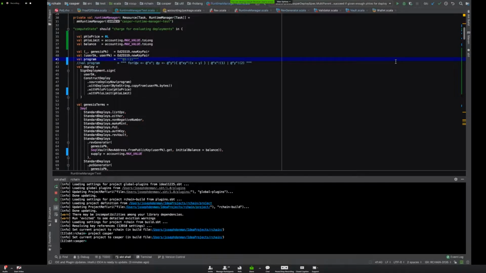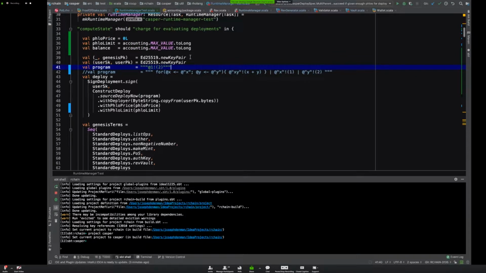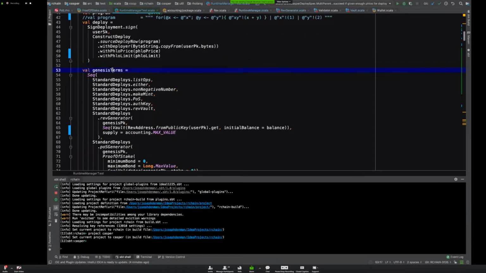Here I have a little test network set up. I guess I'll just go line by line on this. On line 39, we have a public key for our user that's supposed to represent the Genesis user. It's a public key, but effectively like any other user. And yet another user, just in case we need the flexibility. A program that we're going to pull into a deployment, that deployment here, using that program. And then a set of terms that are deployed in the Genesis block.